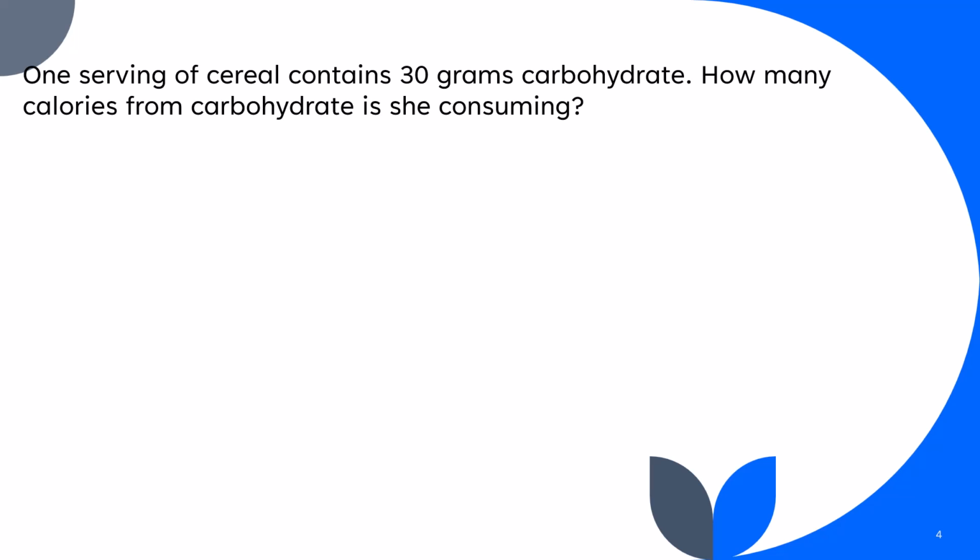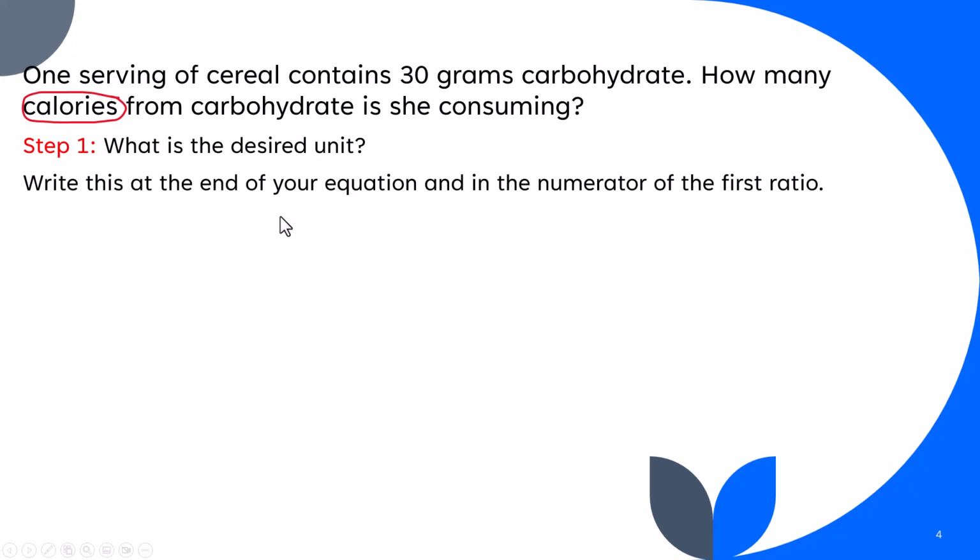Let's do a sample problem and go through some steps in how we would use the dimensional analysis approach. Starting with this question. 1 serving of cereal contains 30 grams of carbohydrate. How many calories from carbohydrates is she consuming? Using dimensional analysis, we first start with what is the desired unit? In other words, what are we looking for in the end, in the answer? What unit will that be? So looking at this question, we see that calories are what we will have in our final answer, that unit.